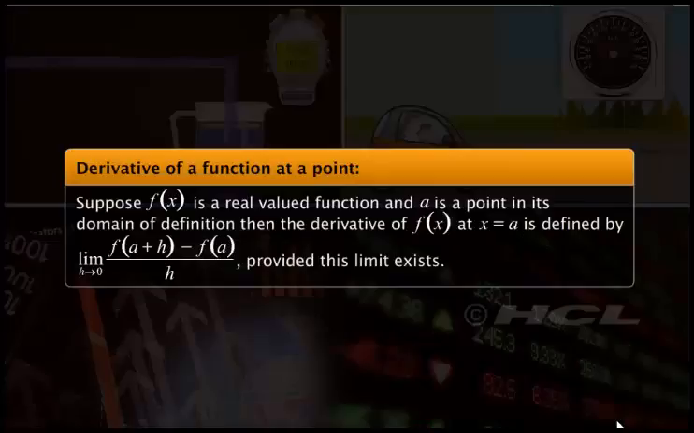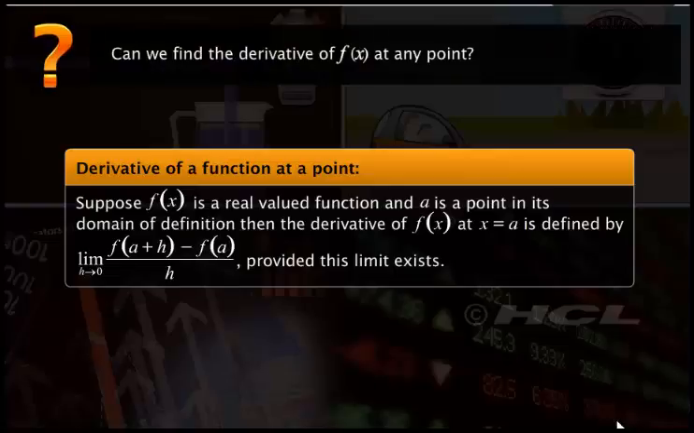Let's define the derivative of a function at a point. Suppose f of x is a real valued function and a is a point in its domain of definition, then the derivative of f of x at x equals a is defined by the limit of f of a plus h minus f of a over h as h tends to 0 provided this limit exists.